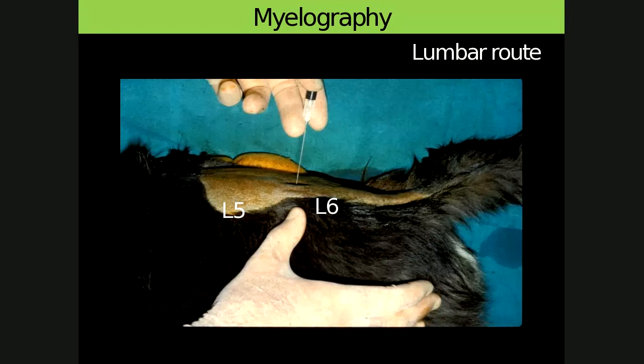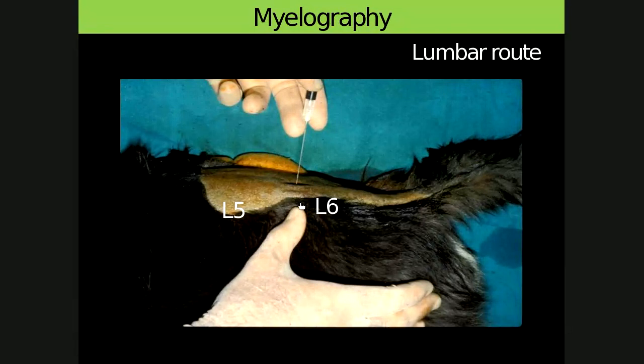So lumbar myelography, if the patient's head is towards the left in this image, is performed either in lateral or sternal recumbency. And the site where we perform it is between the L5, L6 vertebral spaces. So the spinous process of L6 is palpated just cranially to the ilial wings. The needle is inserted along the cranial edge of the spinous process, parallel to the tabletop and perpendicular to the long axis of the spine.